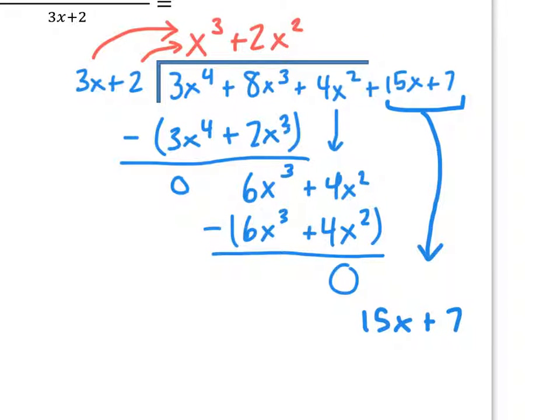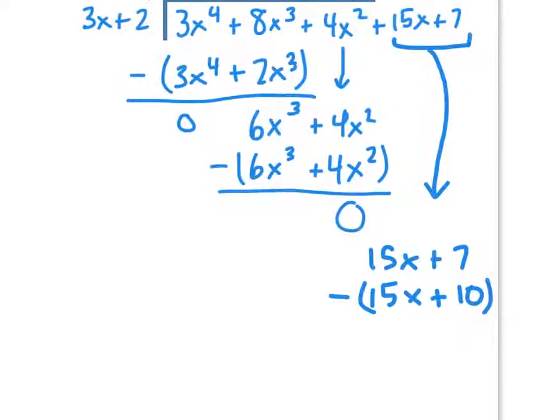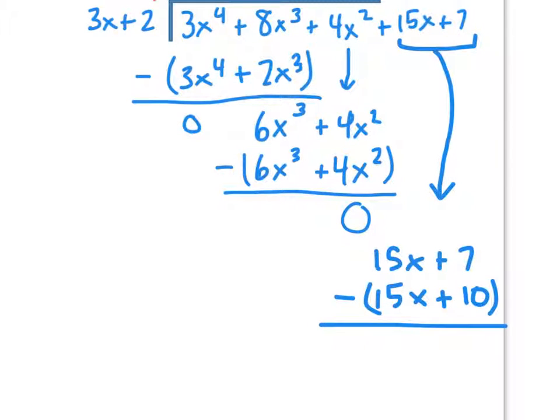Now we're going to divide 15x by 3x. 15 divided by 3 is 5. X divided by x cancels out, just goes away. And now 3x times 5 is 15x. And 2 times 5 is 10. So now we are going to subtract this away. 15x minus 15x is 0. 7 minus 10 is negative 3.